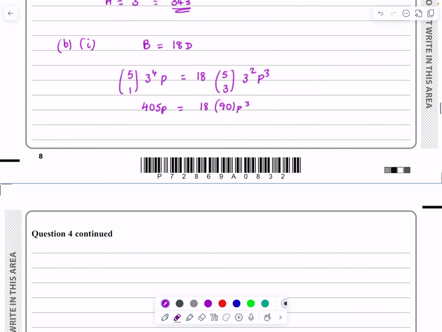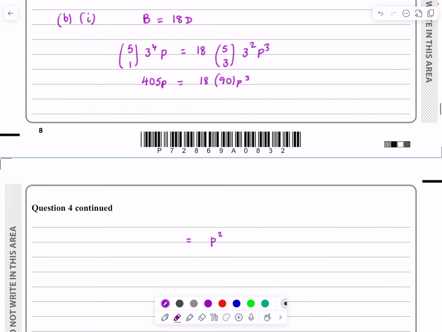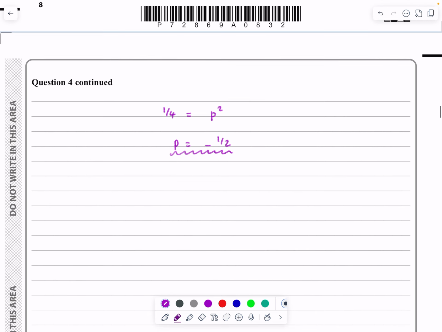So if we divide out, we can actually say, okay, p squared works out to be equal to a quarter here. So if we just divide out there, we get p squared equals a quarter, which means that p is the square root of a quarter, which is plus or minus a half. But remember, they said that p was less than 0, so actually p is equal to minus a half, not plus or minus a half.